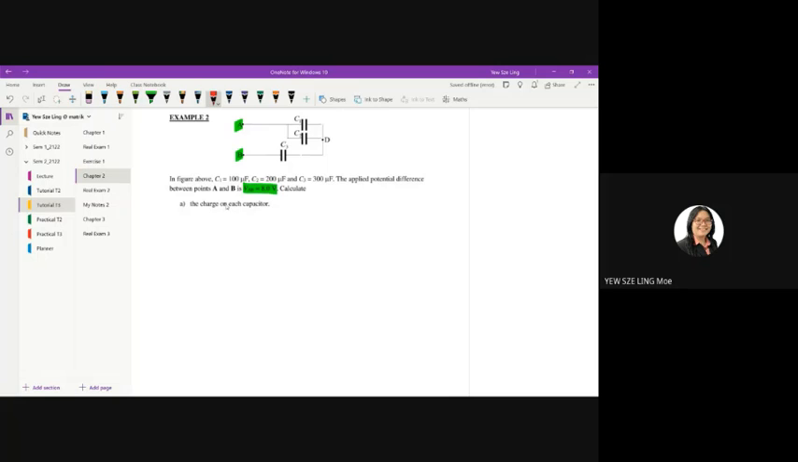The question asks you to calculate the charge on each capacitor. Usually when it comes to this type of question, where it asks you to calculate the charge and potential difference on each capacitor, what I would recommend is that you solve the question and identify the Q and V in every single component first, regardless of whether the question is asking for it or not.